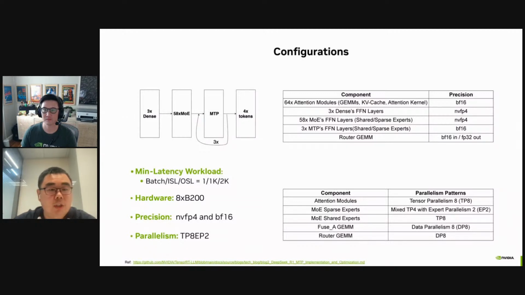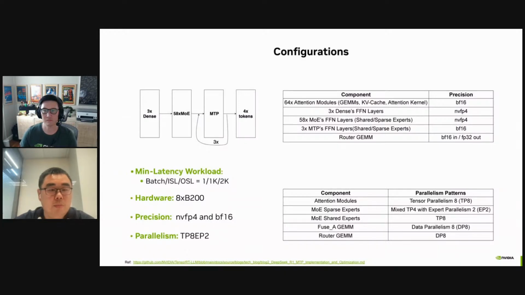Our min latency workload is shown in this slide. Our batch size is 1, and our input sequence is 1K, while the output sequence is 2K to fulfill the requirement of the reasoning model. Our main hardware platform is DGX B200. There are 8 GPUs connected by NVLink. But most of our optimizations can be applied to the other types of NVIDIA GPUs.